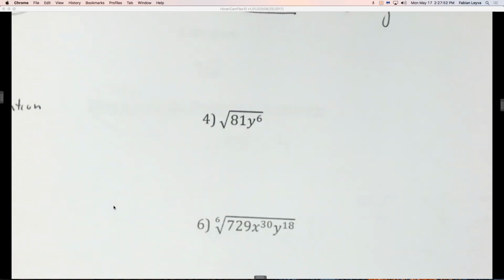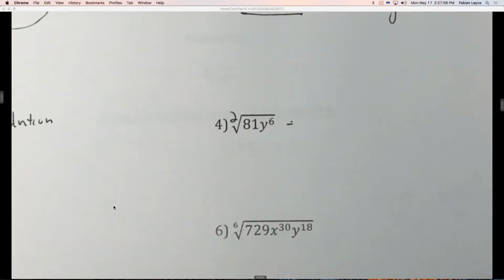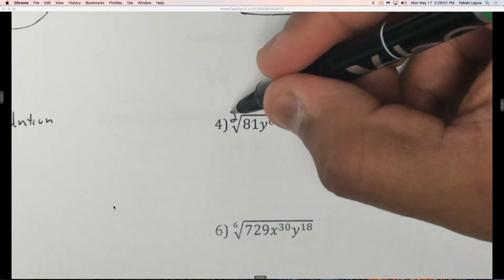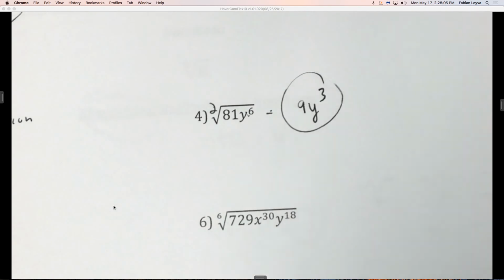So yeah. Last but not least, just to finish it off, taking the square root of 81, y to the 6. What's the square root of 81? 9. And what is the square root of y to the 6? Y to the 3. And that's it.